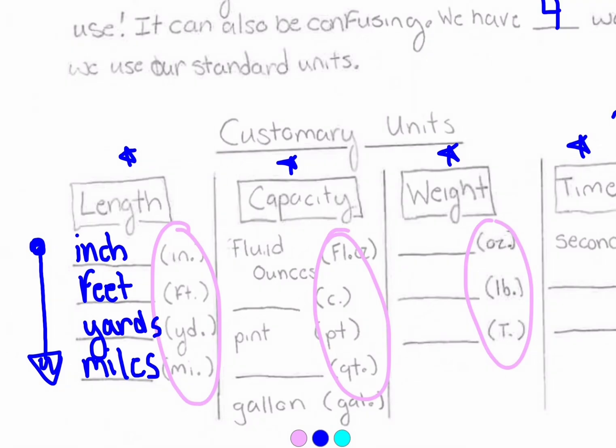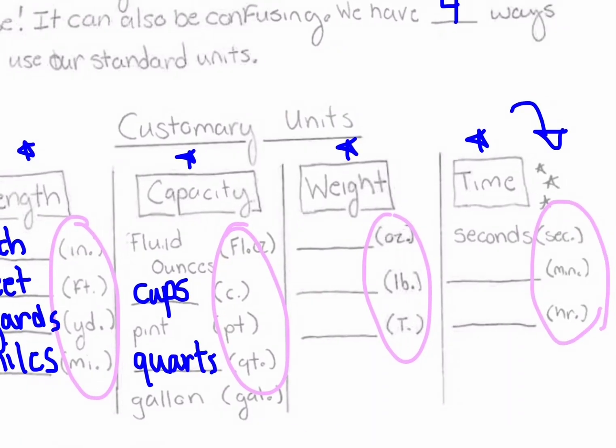Same thing with capacity. You have fluid ounces, cups, pints, quarts, and gallons, gallons being your biggest one. Then you have weight: ounces, pounds, and tons.